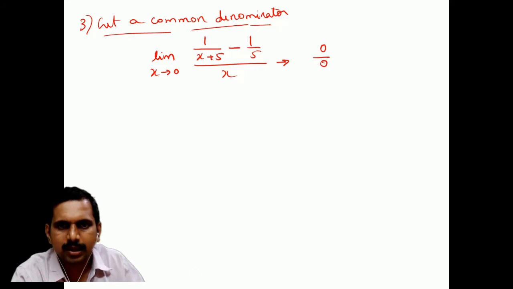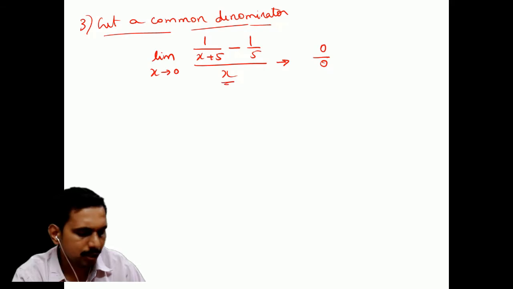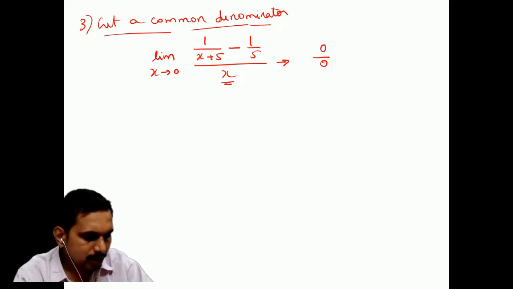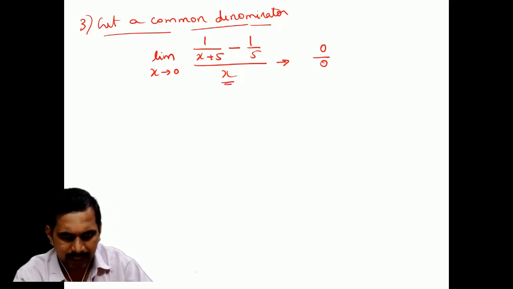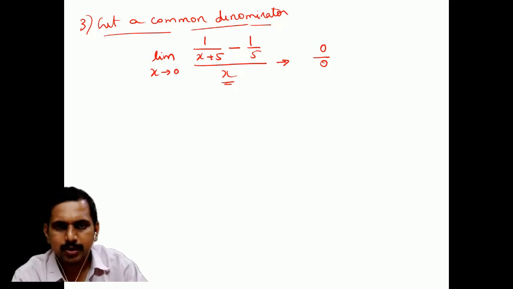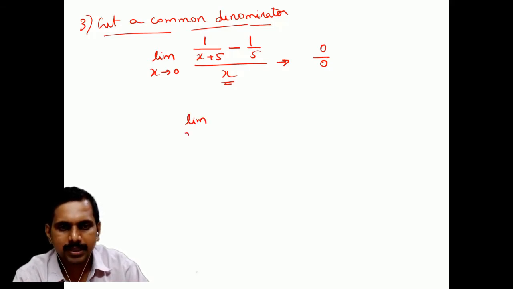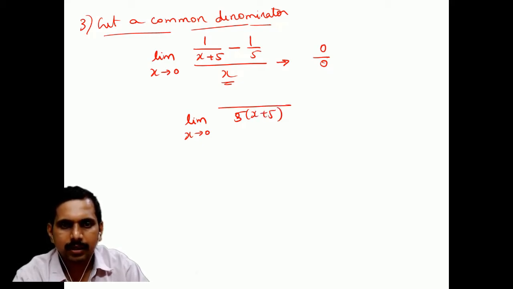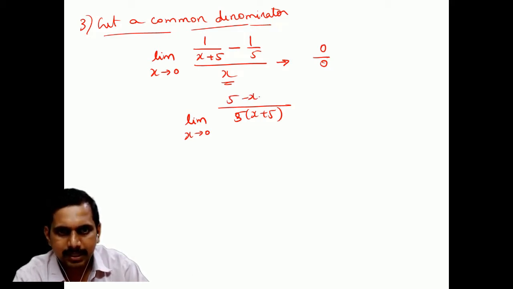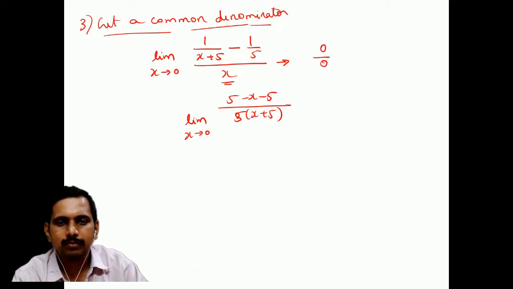Next, factorization. It is not a polynomial generally, so we cannot factorize. So get a common denominator. Common denominator may be x. Here it is actually simplification. So the common denominator is between these two, and you have to simplify: limit x tending to 0 of 5 minus x minus 5, divided by 5 into x plus 5, so my 5 gets cancelled, and divided by x we have.